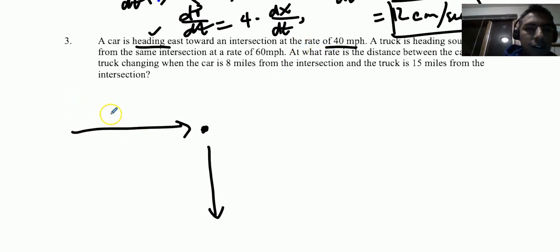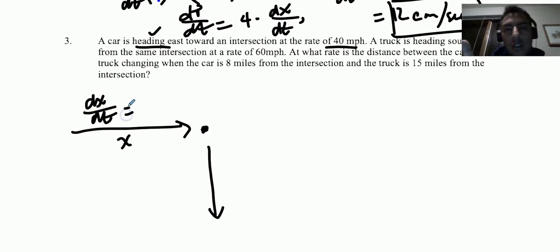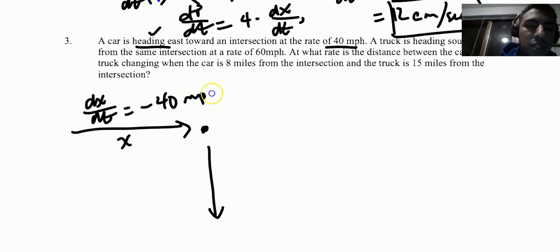Okay, so that means that if I call this x, I can say that dx/dt is, wait for it, negative 40. Why is it negative? There's a great reason for why this is negative. My position in relation to the intersection is decreasing. The distance, anytime I'm along this line, between me and this point is decreasing. And because that distance is decreasing, my rate must be negative. So that's negative 40 mph.